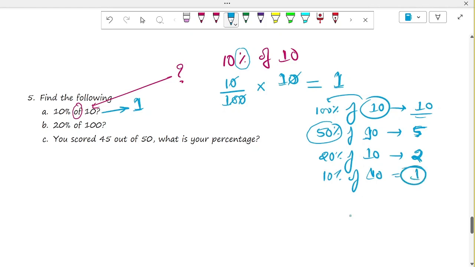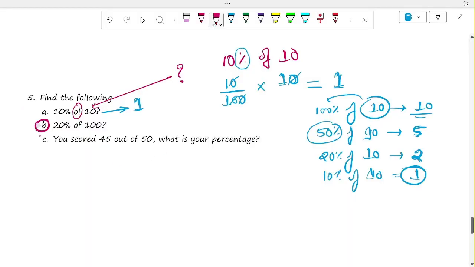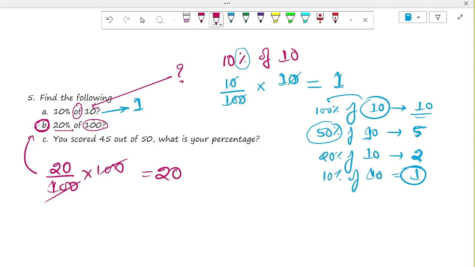Fine. Now can you tell me what is the answer for this B? So the answer for this will be 20 divided by 100 into 100. Same, it will be 20. Because you are calculating out of 100 and you are just finding the 20%. So this 100 gets cancelled and you are left with this. Now you need to calculate the percentage. You have got 45 marks out of 50. Can you tell me what is your percentage?